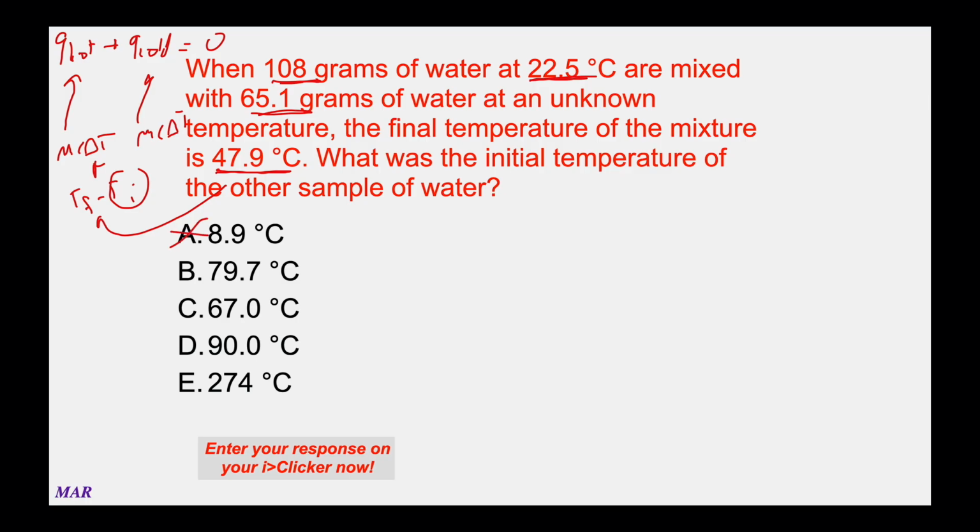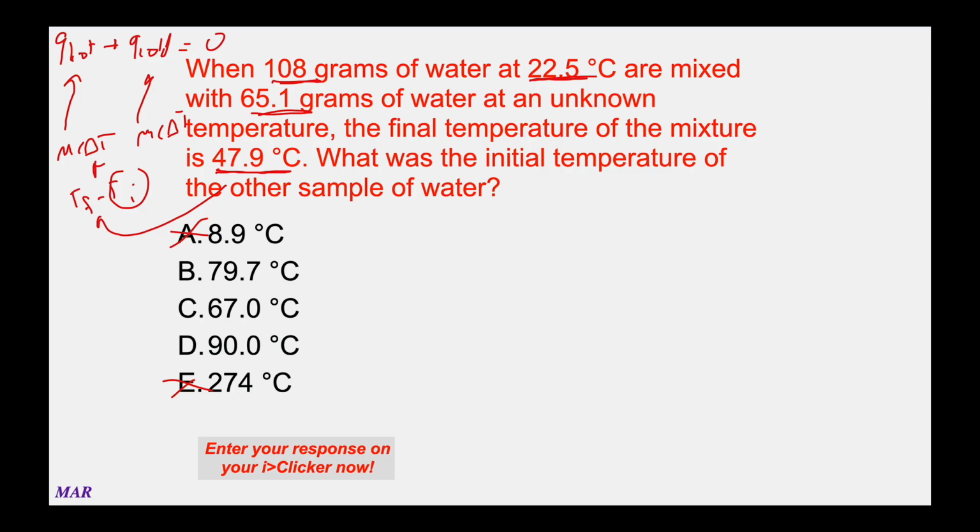8.9 does not make any sense here because that would be colder even than 22.5 Celsius. That doesn't make any sense. Also, it doesn't say anything about boiling water or boiling gaseous steam, and water boils at 100 Celsius. So 274 Celsius also doesn't make any sense. At 274 Celsius, we would expect our water to be a gas, not a liquid. And so we'd have to have a phase change. We'd have to have mass times the heat of vaporization to figure out how that all works out. So the answer is going to be B, C, or D.